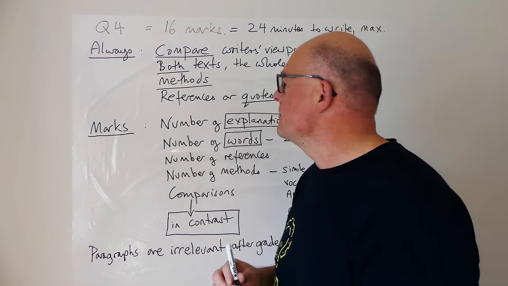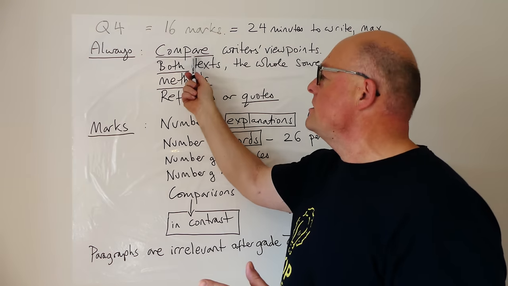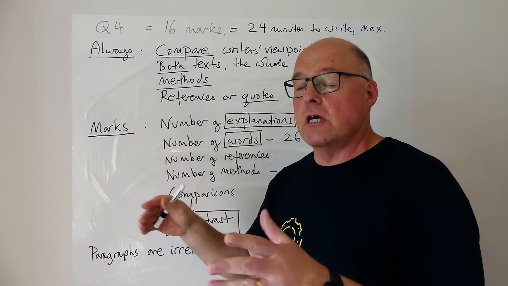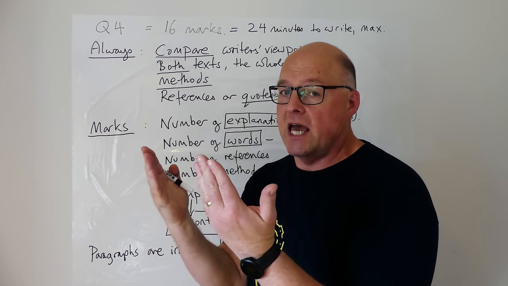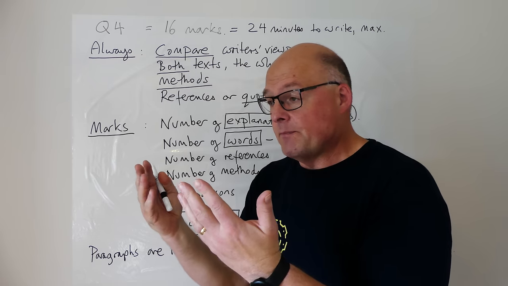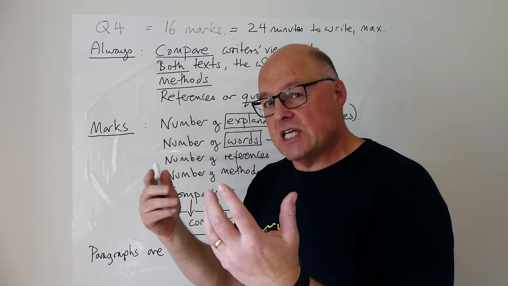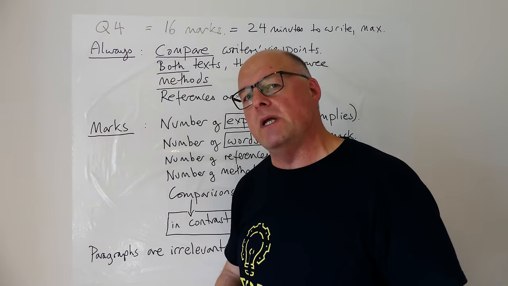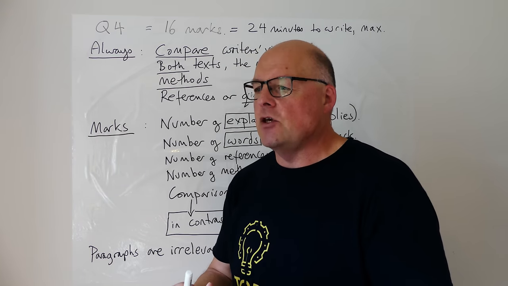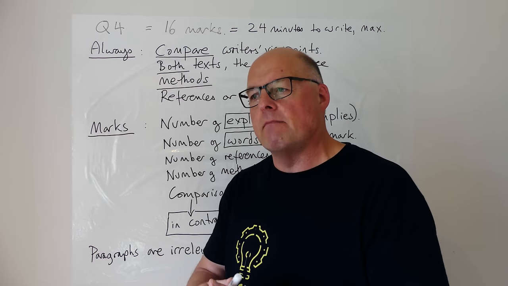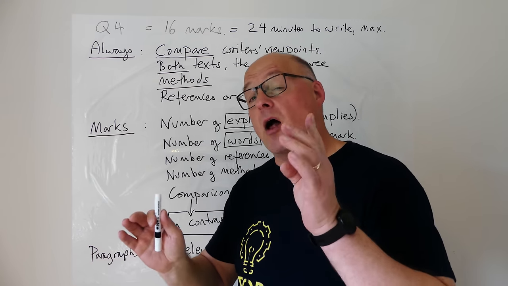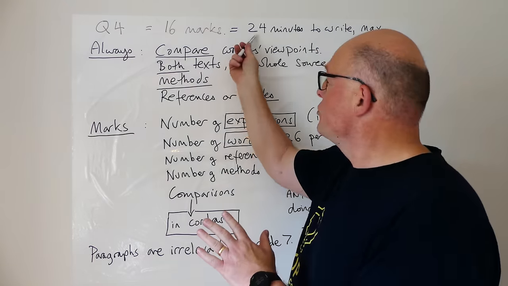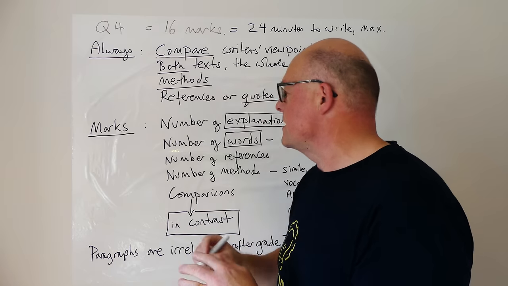Let me explain. So the question will always ask you to compare, and it will ask you to compare the whole of both texts. So it's demanding, because you've got to read both texts quite quickly, and that's a lot of time taken out of your exam. And that's why I'm going to suggest that you spend a maximum of 24 minutes writing your answer, and you might have to steal some reading time from some of the other questions. I'll put the timings to this exam in a separate video, but 24 minutes maximum writing.